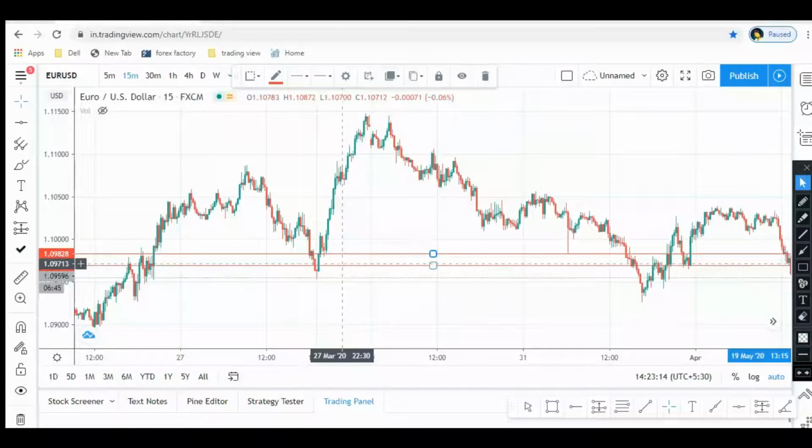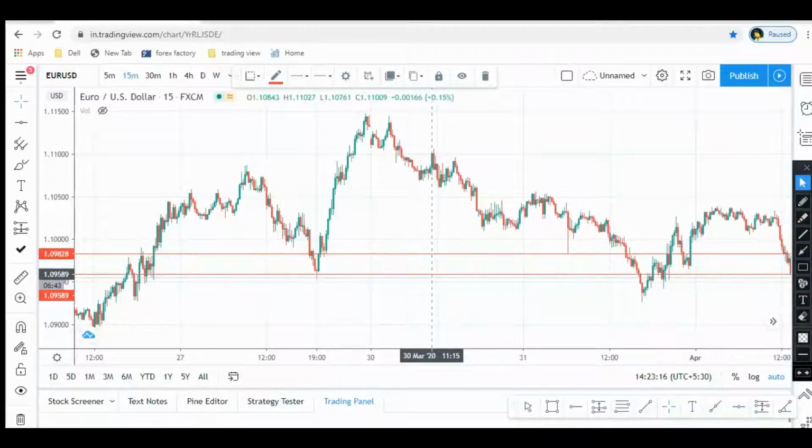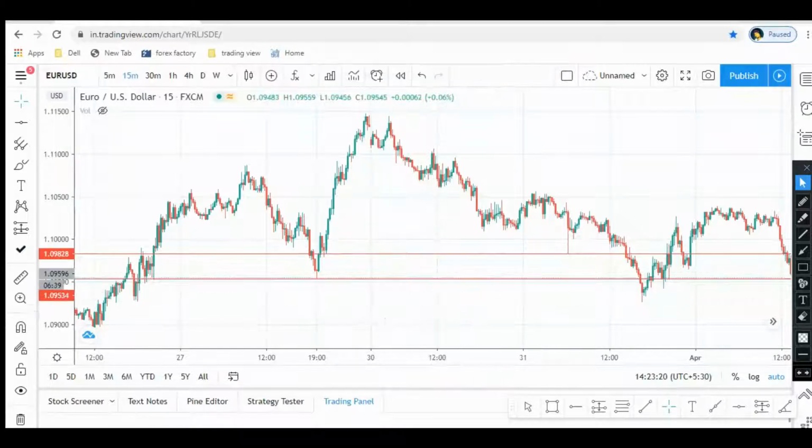So my next support will be this, not this one. See how strongly this one is working. If the price does not react in this area, price will definitely react on this particular area. As you can see, this particular line the price touched and boom, went up.